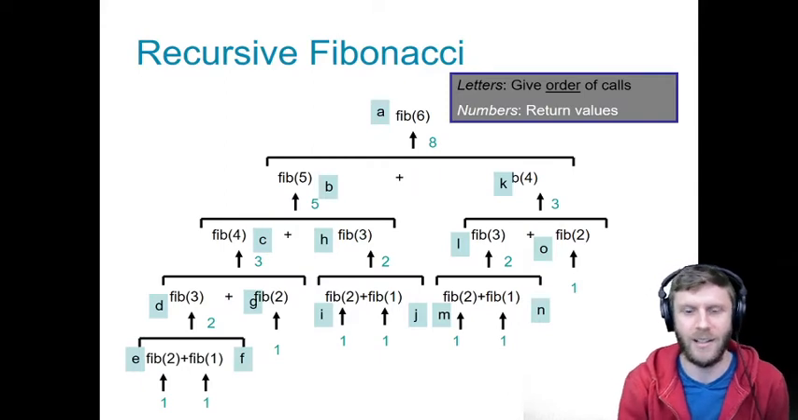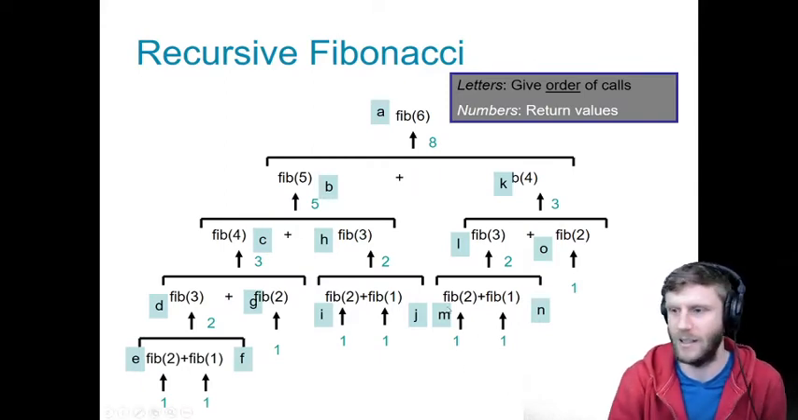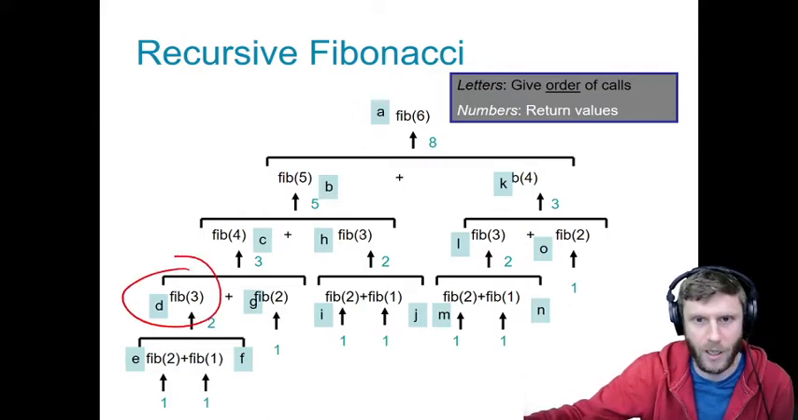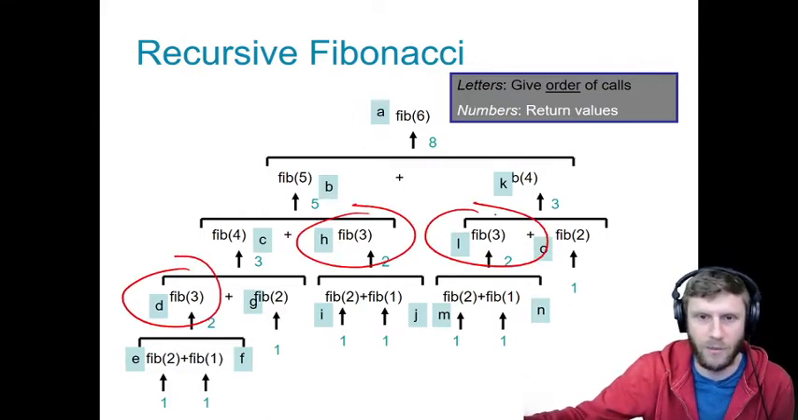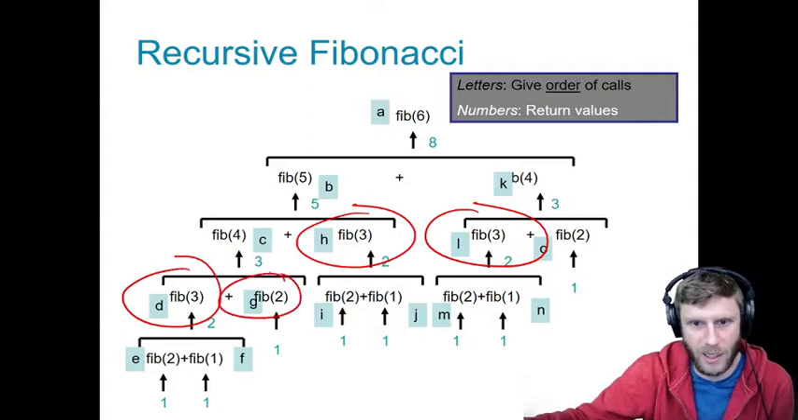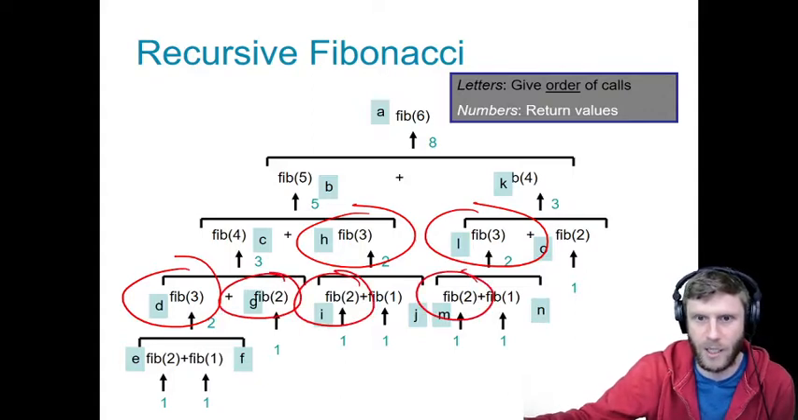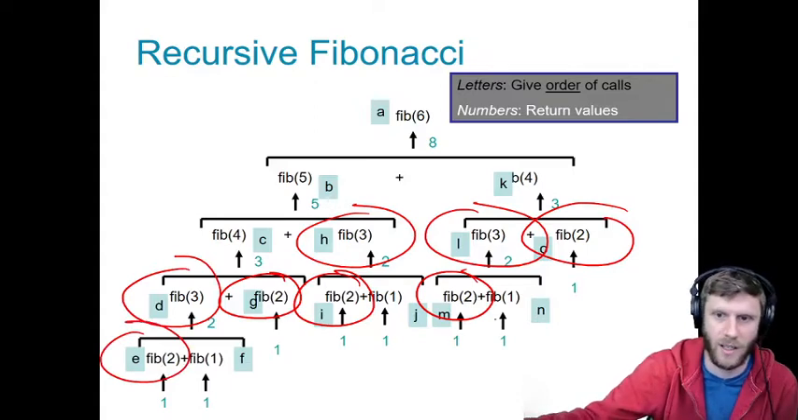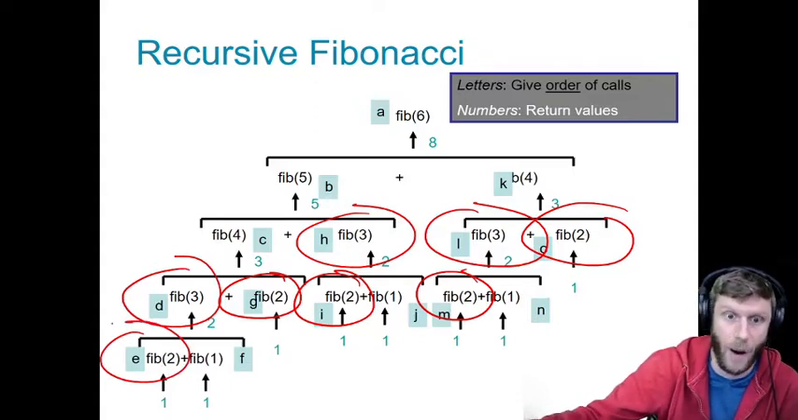So, yeah, here's me drawing it with fib 6. Look, if we're doing fib 6, we're calculating fib 3, fib 3, fib 3. Fib 2 is getting done here, here, here, here, and here. And I know each one of these is constant time, but I have to add that up a lot of times.